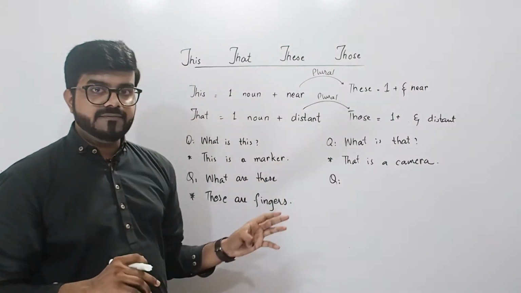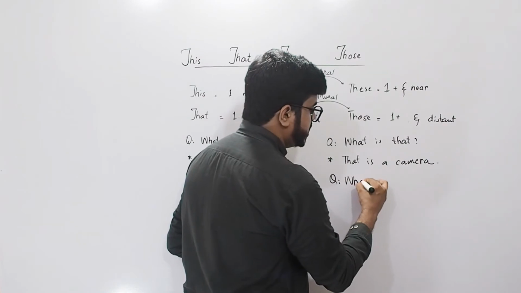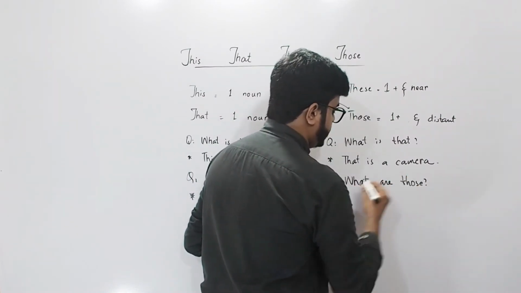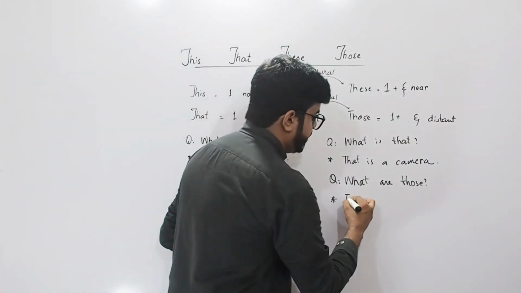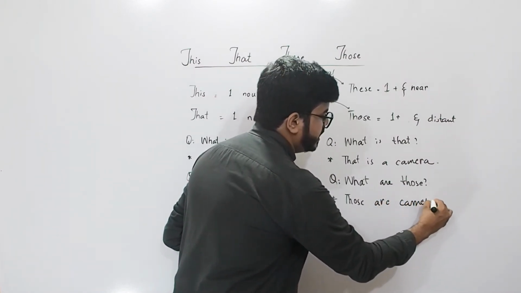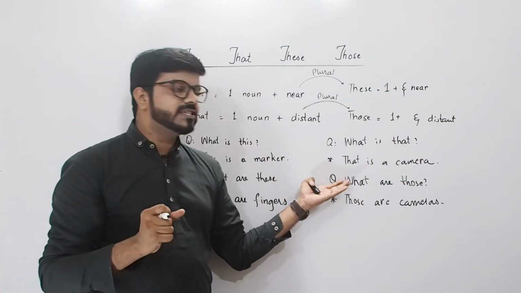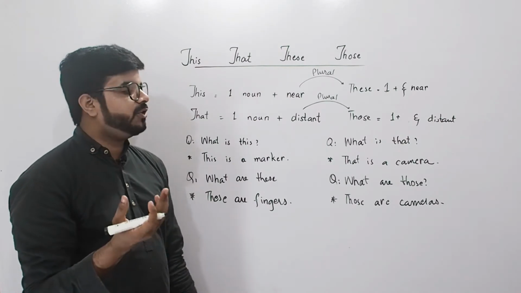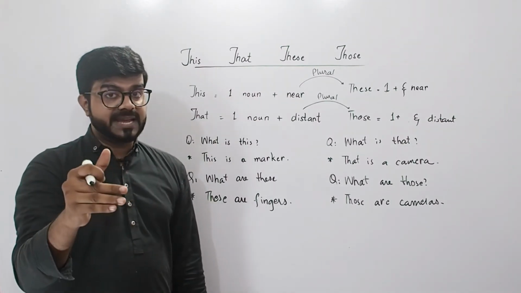Alright, and the same way, if I ask about something distant, I'll say, what are those? If I answer my question, it will be, those are cameras. Because those specific things are not near, they are distant, and more than one, so I'm going to use those. Don't forget, you have to answer from your own perspective, right?